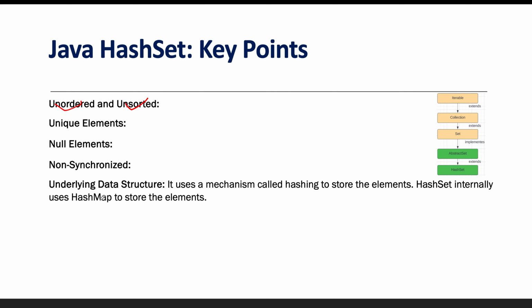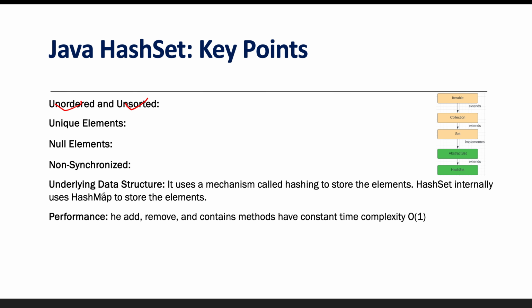So HashMap is another kind of collection framework, but it is not directly part of the collection hierarchy. It stores values as key-value pairs where the key will be unique. We will see this in detail when we discuss HashMap in an upcoming video. Next is performance. Performance-wise, all the operations like add, remove, and contains have constant time complexity. It means it is going to take constant time to perform the operation.